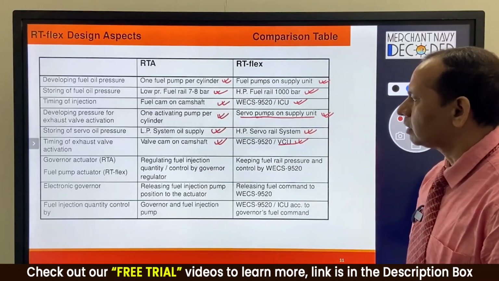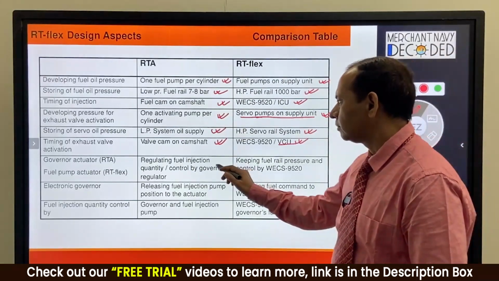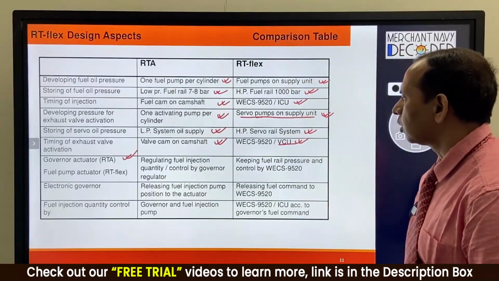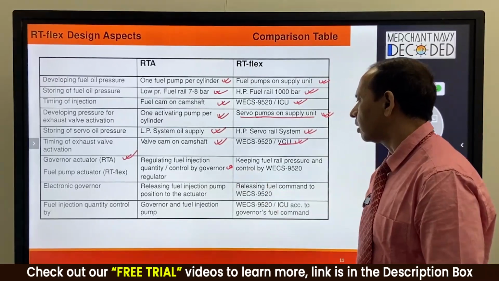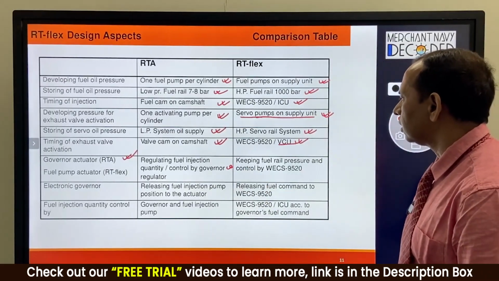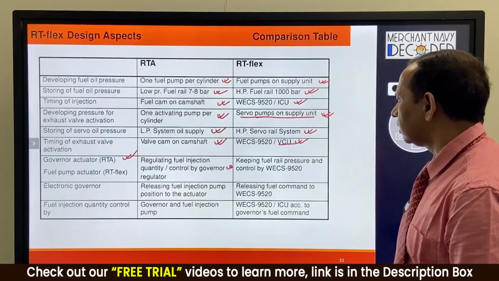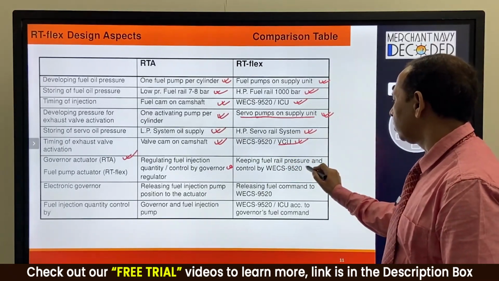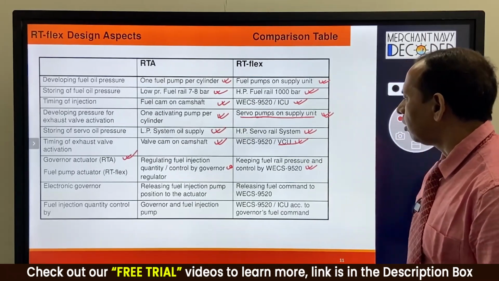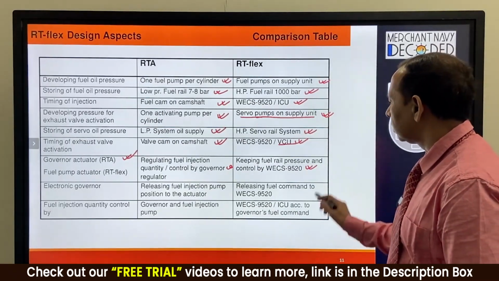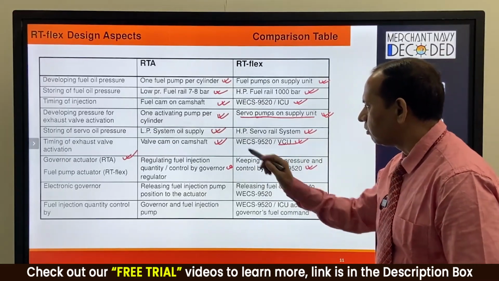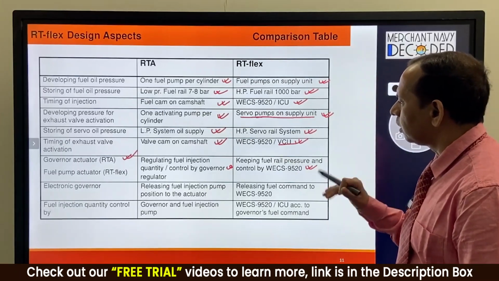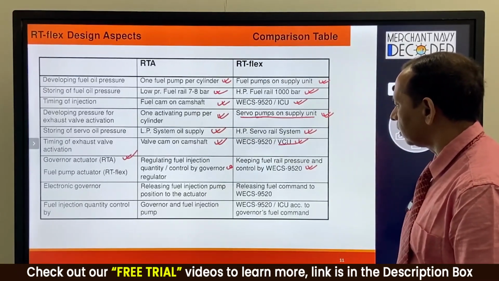Similarly, on the governor there is an actuator here which is going to control the fuel injection quantity, controlled by the electronic governor in the RTA engine, whereas in this engine we have the common rail pressure and the fuel injection duration and timing all controlled by the VEX controller. So here the VEX controller is doing the job which a governor was doing in the case of the RTA engine, which is going to control the quantity of the fuel.